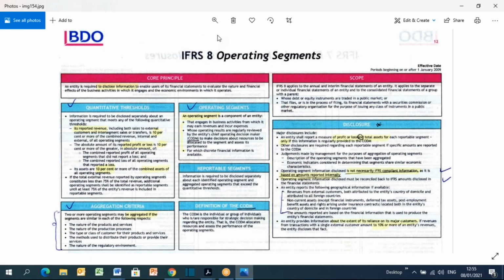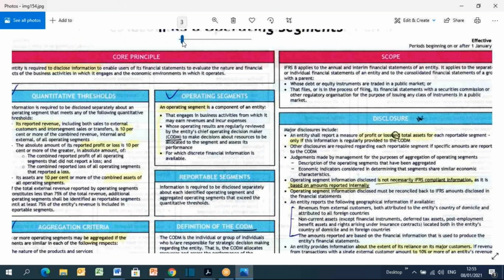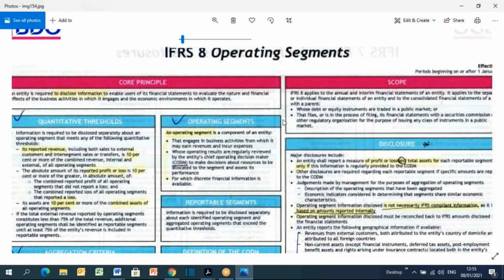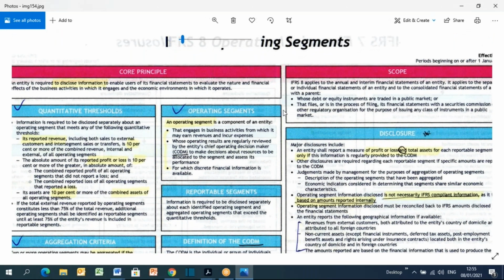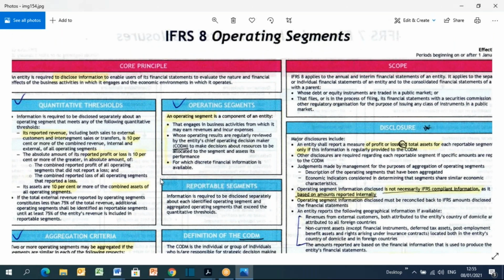IFRS 8 operating segments. I believe that the examiner is asking a lot about this standard recently. You should know about this standard. What is an operating segment? You should know the definition by heart. It is a segment that engages in business activities from which it may gain revenue and may incur expenses, whose operating results are regularly reviewed by the chief operating decision maker, and for which some information is available. Always remember this information.